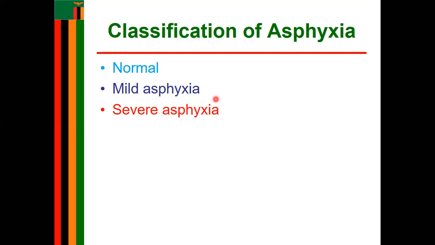Then the last classification is severe asphyxia. In terms of severe asphyxia, here the APGAR score is less than 5. So any APGAR score less than 5 at 1 minute means this child has severe asphyxia. Here there is a slow feeble heart rate, which may be even less than 40 beats per minute. There is no attempt to breathe. You check that there is poor muscle tone, the baby is limp and also unresponsive to stimuli.